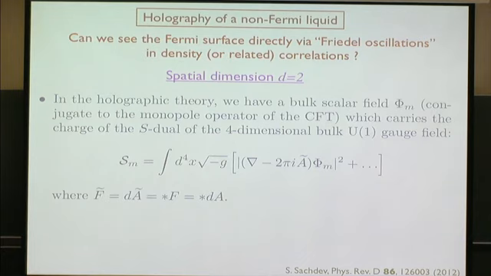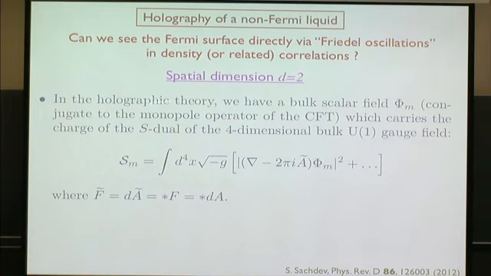So when you take the S dual, there's an average magnetic field. So A tilde is like a magnetic field then acting on this monopole scalar that you put in the bulk theory. So why do I think this has anything to do with these Friedel oscillations and Fermi surfaces?